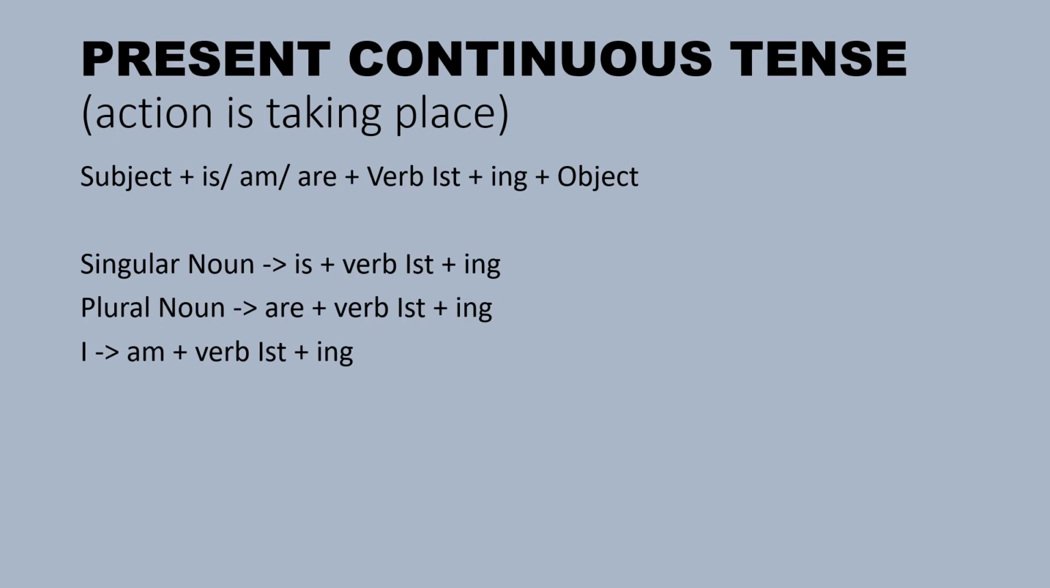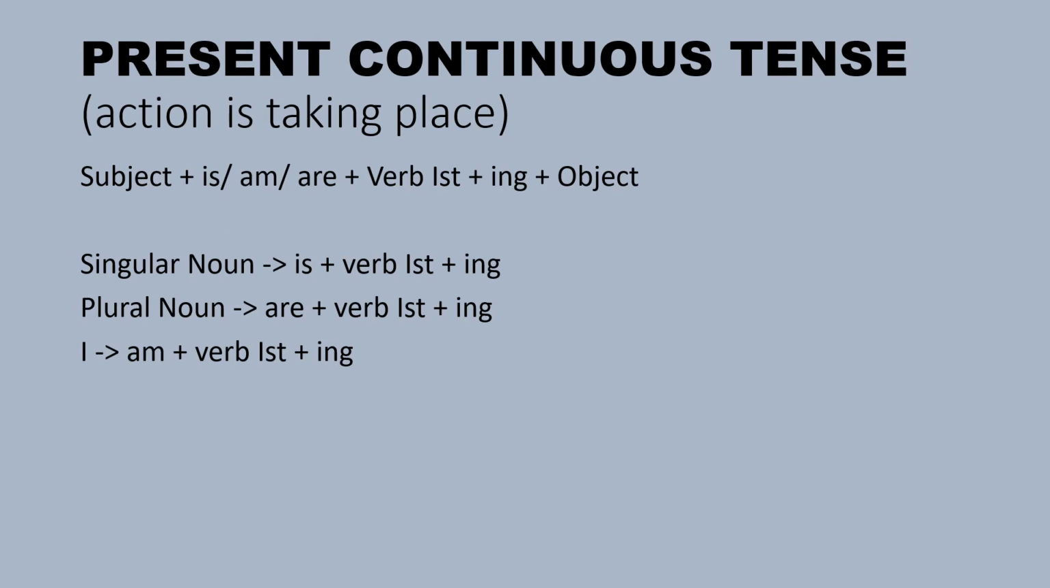So here, when we talk about the subject, if the subject is a singular noun, then we are going to use is plus verb plus ing. For example, if I say Ronit, and I have to add play in present continuous tense, with Ronit I'm going to use is. So the sentence will be Ronit is play plus ing, that is playing. So the sentence will be Ronit is playing.